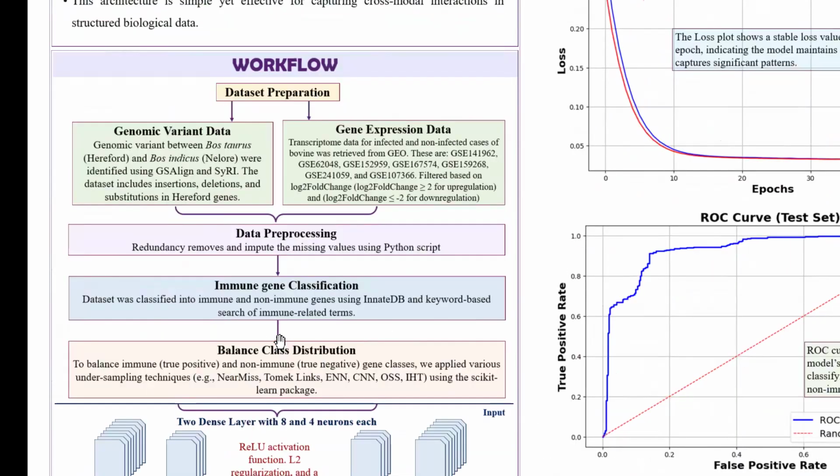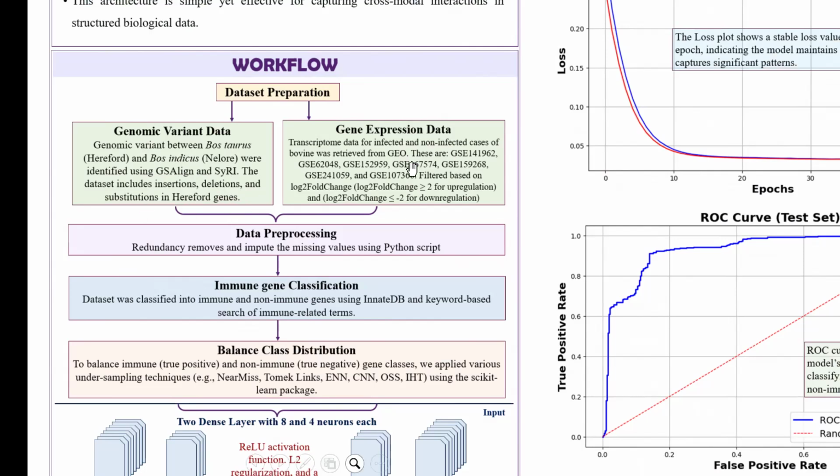Coming to the workflow, first we prepare the data set. We chose two different data sets for building the model. One is genomic variant data, and the other is gene expression data. The genomic variant data we derived by comparing the reference genomes deposited in NCBI: the Taurus reference genome and the Indicus reference genome. We compared both and identified the genomic variants, which resulted in insertions, deletions, and substitutions.